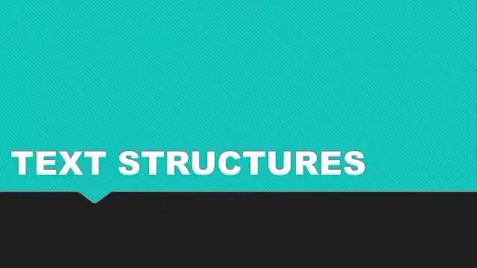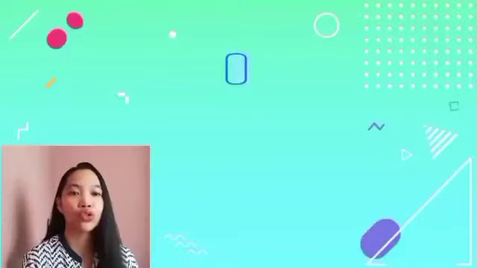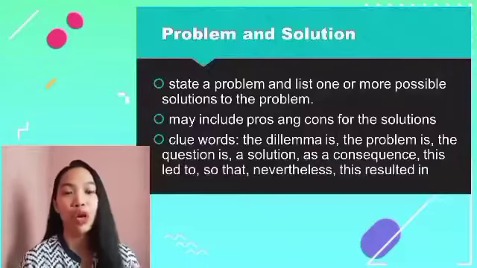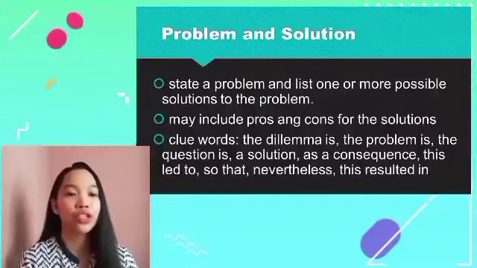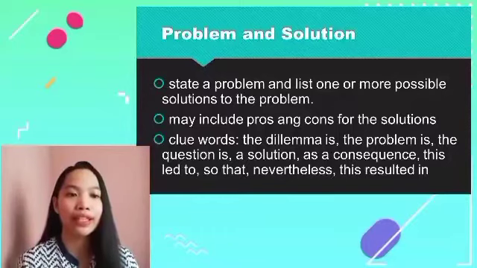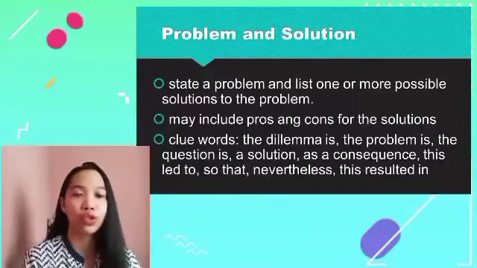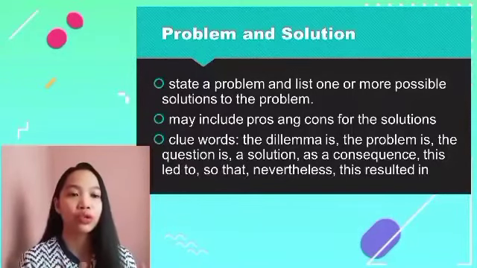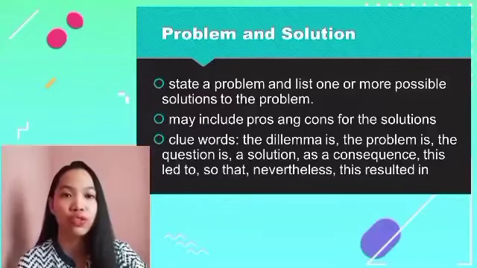Good day, everyone. Now we're going to continue our discussion about the text structures. So if an author wants to explain a problem and then show a solution, the structure that is appropriate to use is problem and solution. In this structure, you need to state a problem and then list one or more possible solutions to that problem. And it may also include the pros and cons for the solutions.